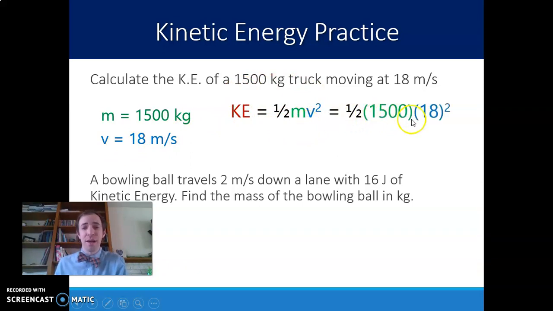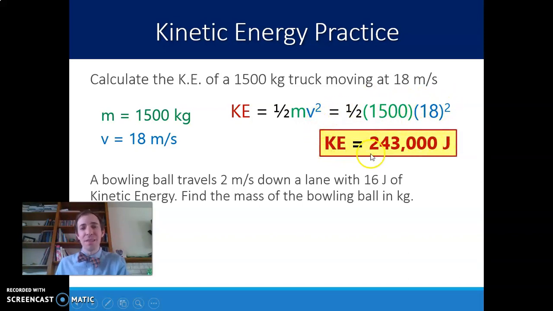So if I plug in those values, 1,500 and 18, making sure to square it, that's the easiest thing to forget, I can plug that into my calculator and find that overall, this truck has a total energy of 243,000 joules. I said mass before. That's a lot of energy. And part of the reason is because mass is in this term, and this truck has a lot of mass.